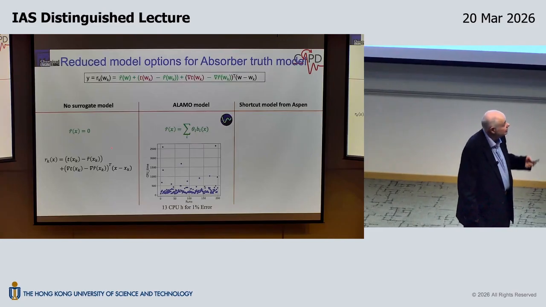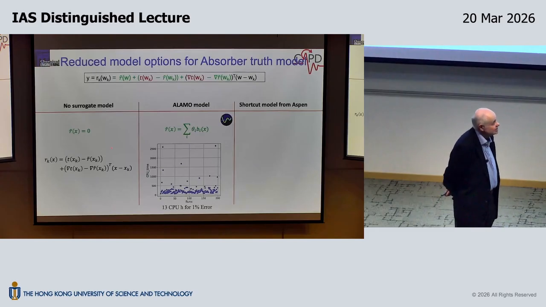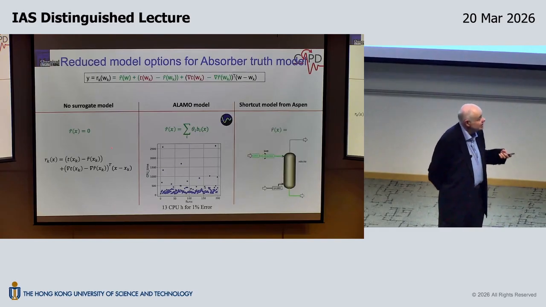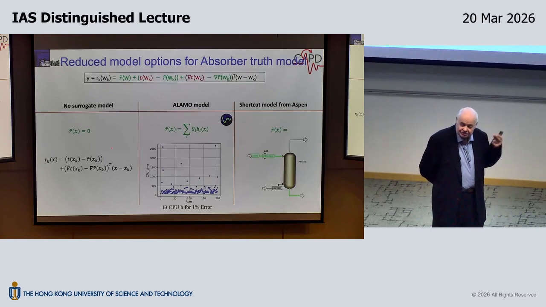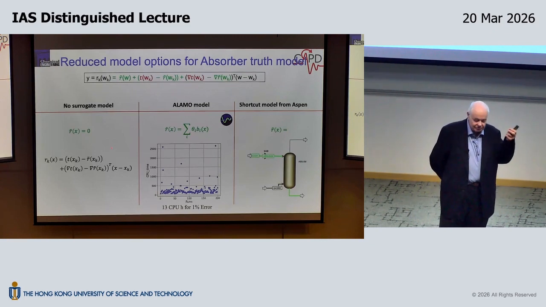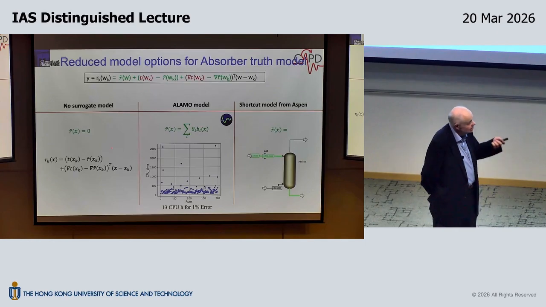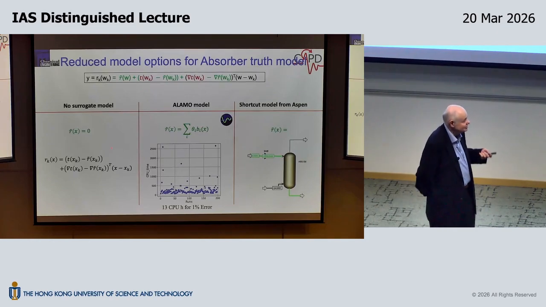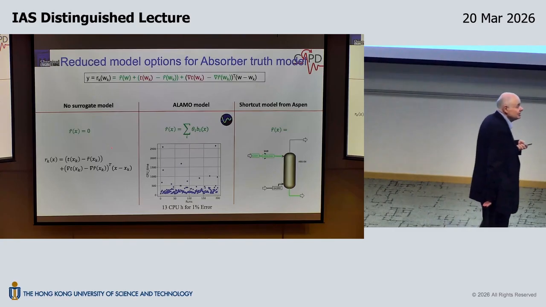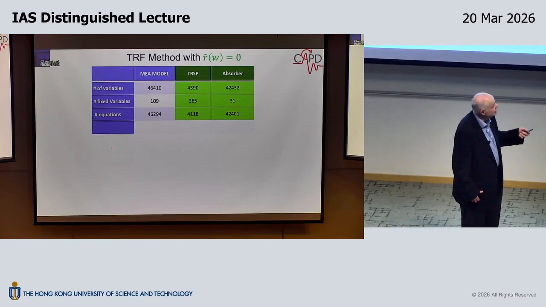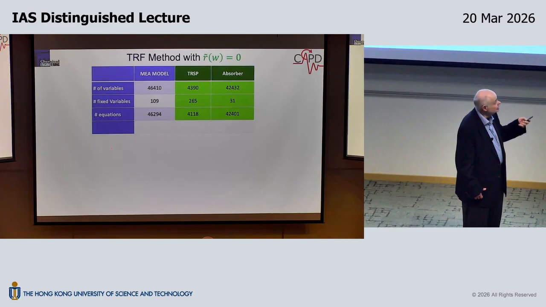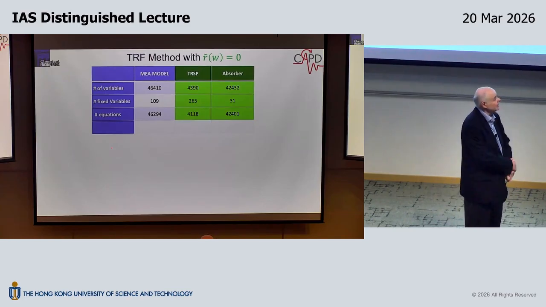And then what I could do is look up in Aspen and say, well, what does Aspen do? And Aspen has a shortcut model based on certain assumptions that, well, assume equilibrium stages, assume some correlations, and I can put that in. It's physics-based, but who knows how accurate it is. So I put that together, and what do I get? Well, in this case, the shortcut model is now 4,000 equations instead of 46,000 equations, all right? You can solve that, all right?